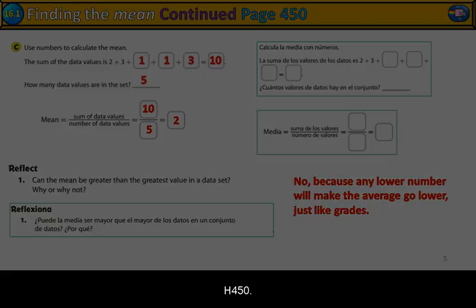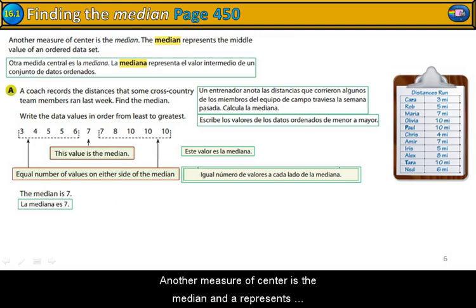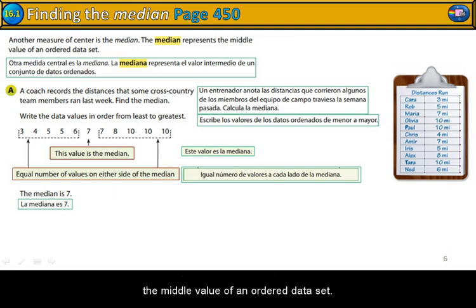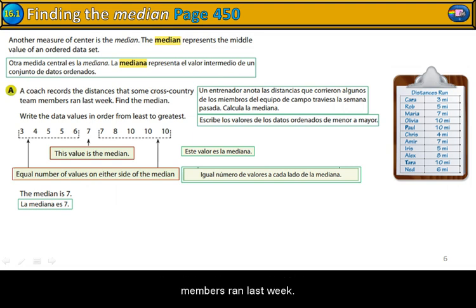Continue with page 450. Let's go try and find the median. Another measure of center is the median, and it represents the middle value of an ordered data set. Let's take a look at the situation presented to us in example A. A coach records the distances that some cross-country team members ran last week. Our goal is to find the median. Let's take a look at the clipboard.